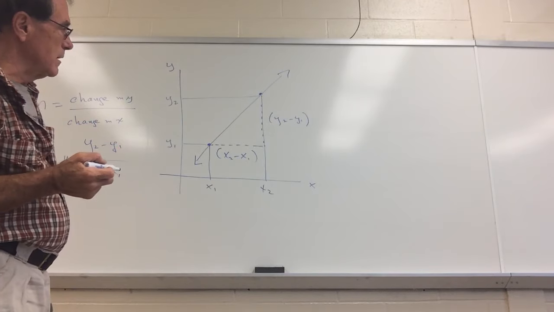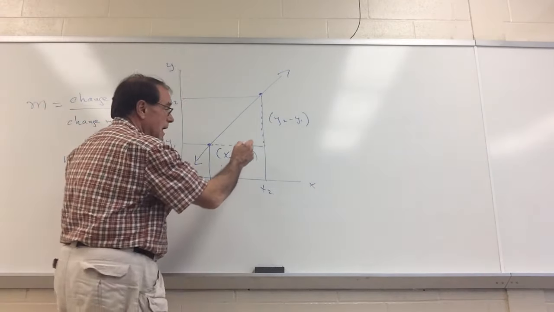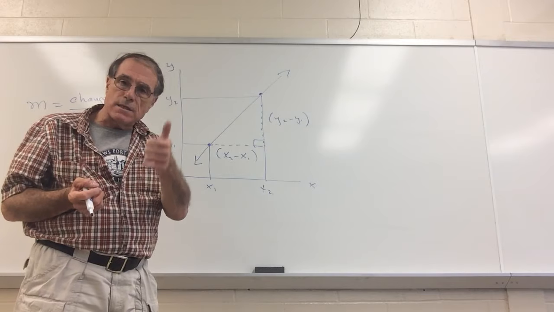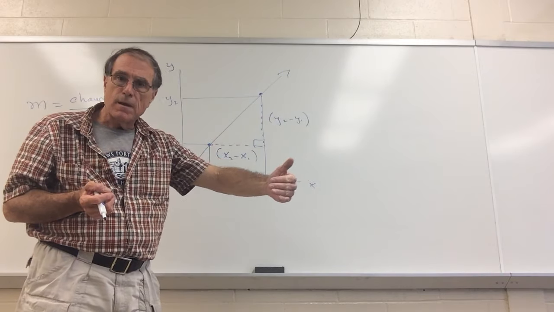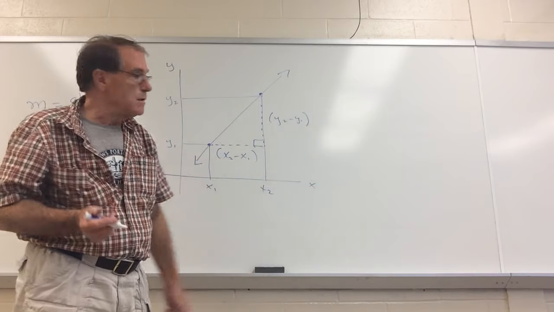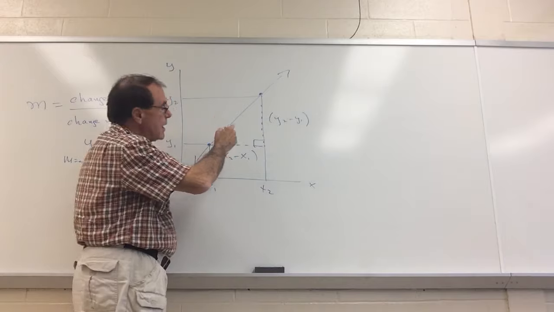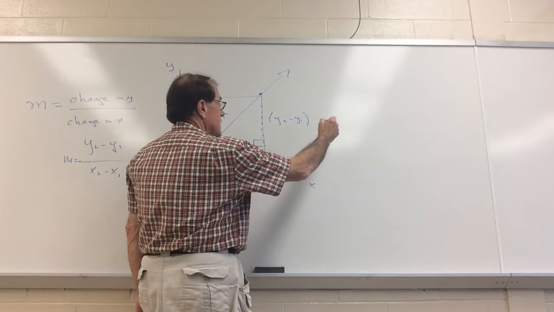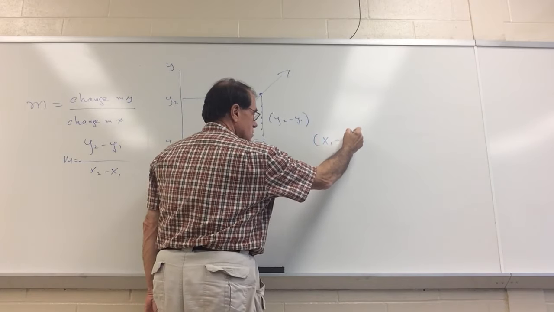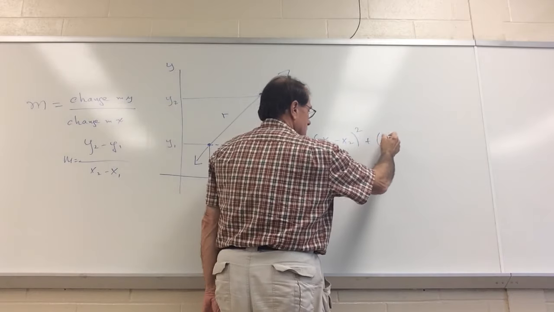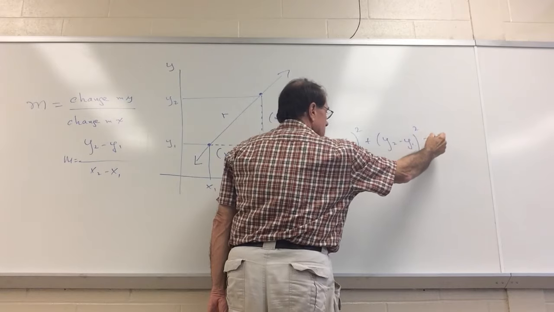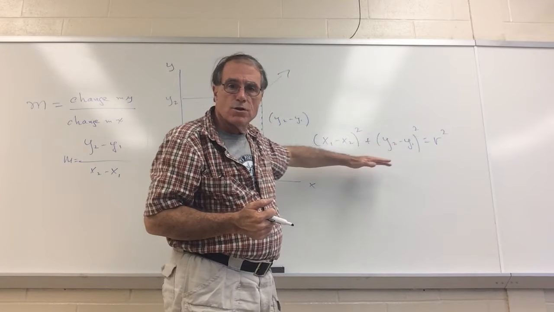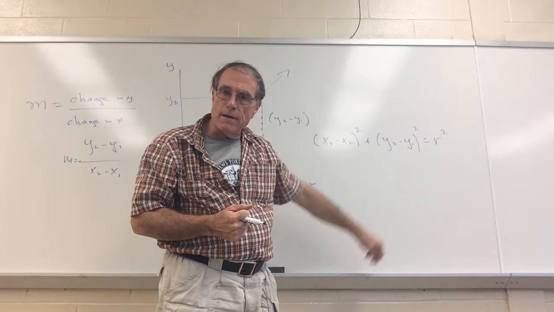Now, with that formula, I can say, well, I've got a right triangle here because I've got a right angle. The Pythagorean theorem tells me that the sum of the squares of the 2 legs is equal to the square of the hypotenuse. So here's my hypotenuse. I'm going to call that r. So by the Pythagorean theorem then, I have that the leg x1 minus x2 squared plus y2 minus y1 squared equals r squared. The sum of the squares of the 2 legs is equal to the square of the hypotenuse.